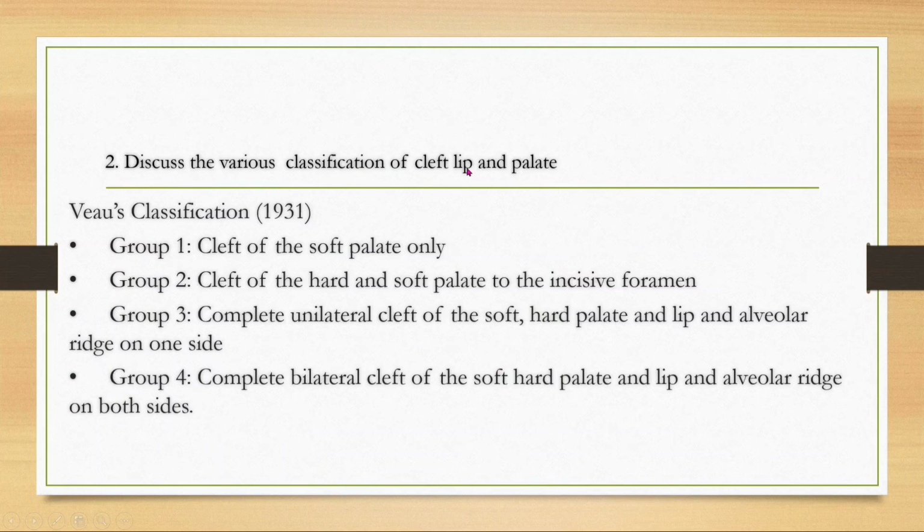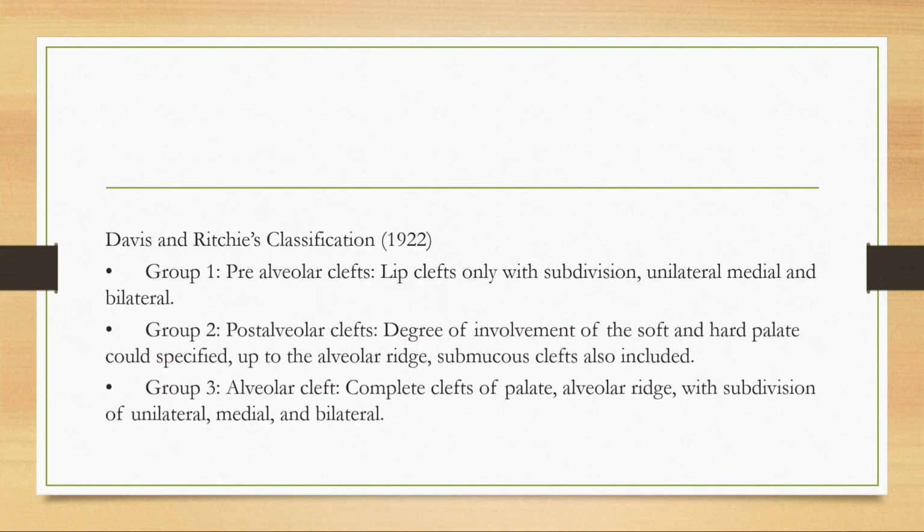Various classification of cleft lip and palate. This is sometimes asked in oral medicine and oral maxillofacial surgery, OMFS. So we use classification group 1, 2, 3 and 4. Group 1, cleft of the soft palate. Group 2, cleft of the hard and soft palate to the incisive foramen. Group 3, complete unilateral cleft of the soft and hard palate and lip, alveolar ridge on one side. Group 4, complete bilateral cleft of the soft and hard palate and lip and alveolar ridge on both sides.